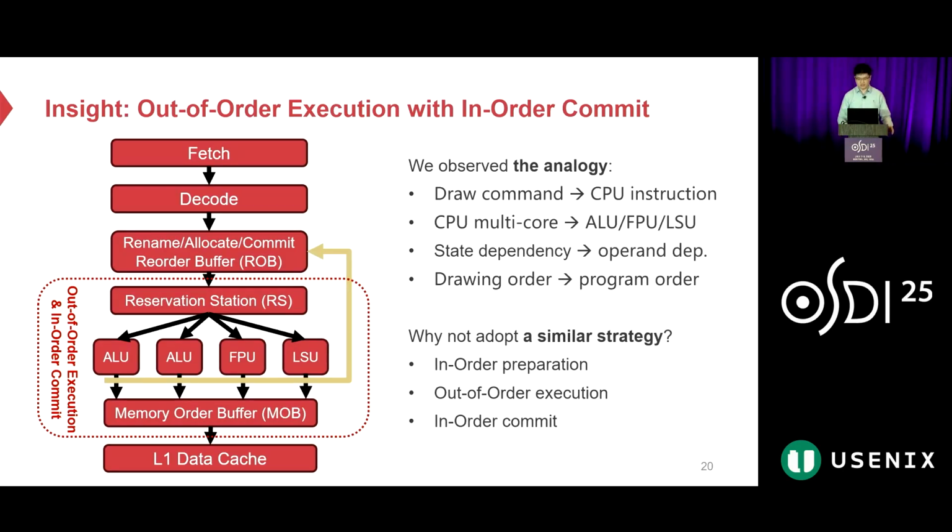We saw a clear analogy here. A draw command is like a CPU instruction. The multiple CPU cores are like the various execution units. State dependency is like an operand dependency, and the join order is the program order. So our key insight is to adopt the same winning strategy: in-order preparation, out-of-order execution, and in-order commits.